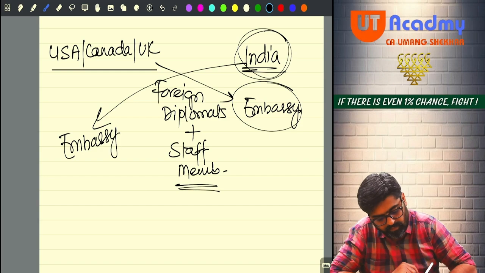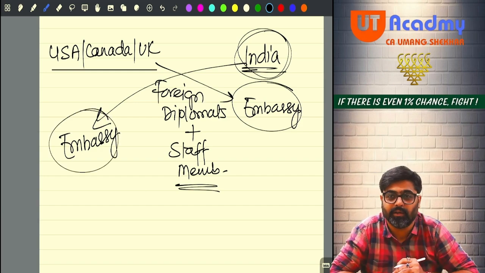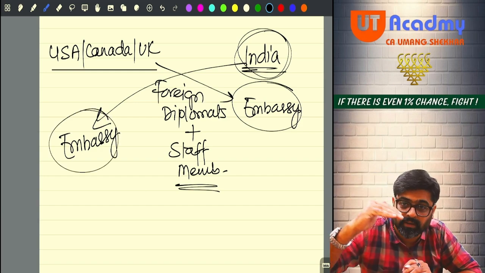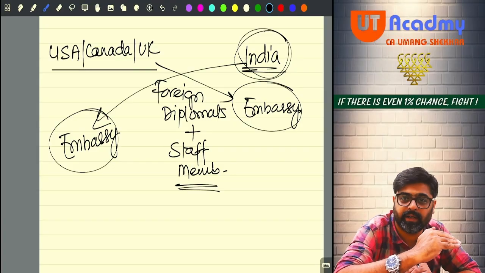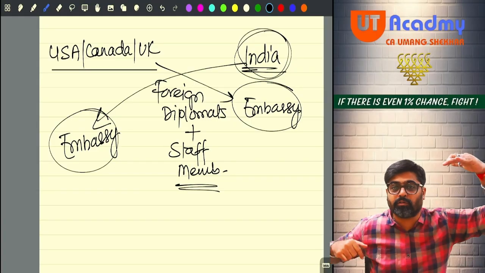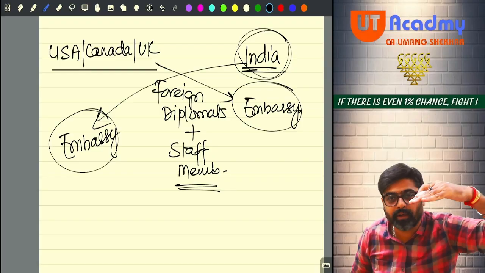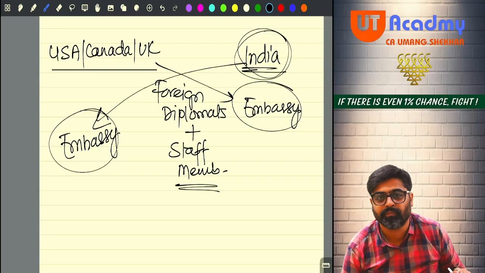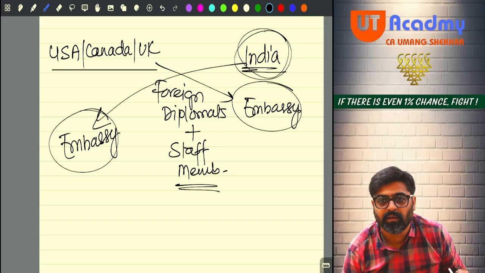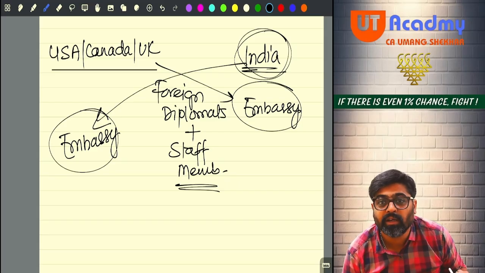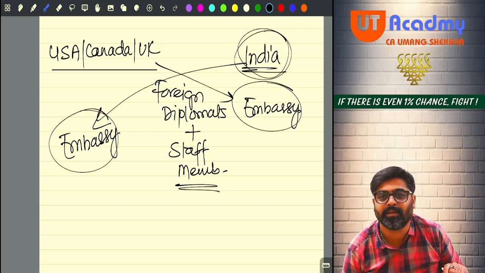embassy in your country. So just like your foreign diplomats and staff members your country is sending, India is also supposed to send foreign diplomats and staff members to the US. Now just imagine, Indian diplomats and their staff members will earn salary over there. So their salary should be exempt there. Only then your salary will be exempt here.